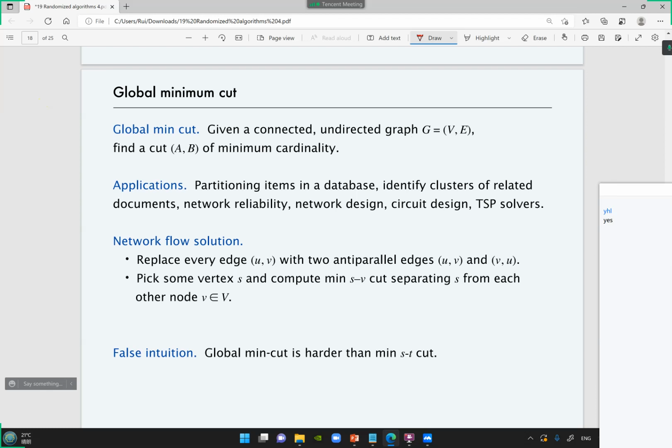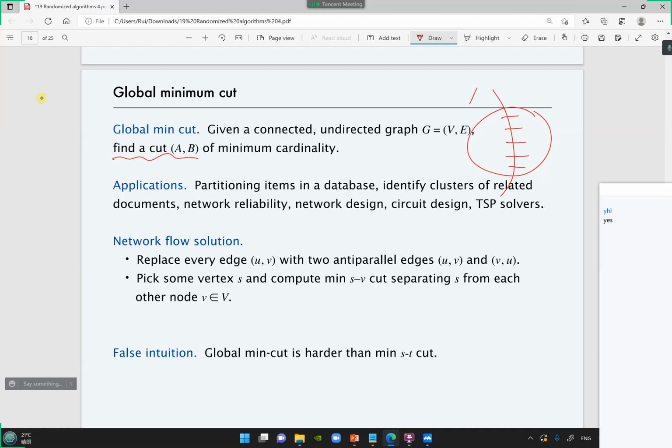Okay, all right, so we're given a connected undirected graph. What we want to do is to find a cut of minimum cardinality. So you're given a graph, let's say like this, and then you just want to cut this graph, and the size of the cut is simply the number of edges which cross between the cuts.